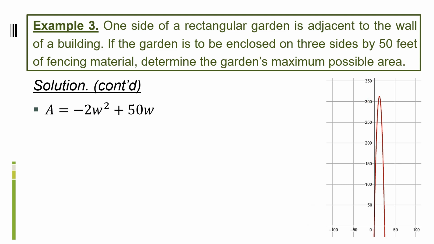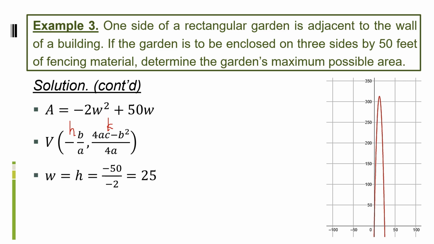So, since we know that it is negative 2W squared plus 50W, the formula for the vertex is negative B over 2A, 4AC minus B squared over 4A. This is our H, and this is our K. So the width is equal to H, or that is negative 50 over negative 2, or 25.